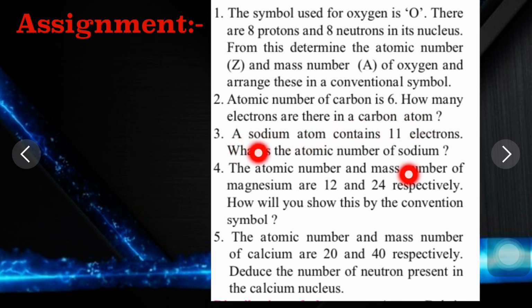Next question: a sodium atom contains 11 electrons. What is the atomic number of sodium? Next question: the atomic number and mass number of magnesium are 12 and 24 respectively. How will you show this by the conventional symbol? And the last one: the atomic number and mass number of calcium are 20 and 40 respectively. Deduce the number of neutrons present in the calcium nucleus.